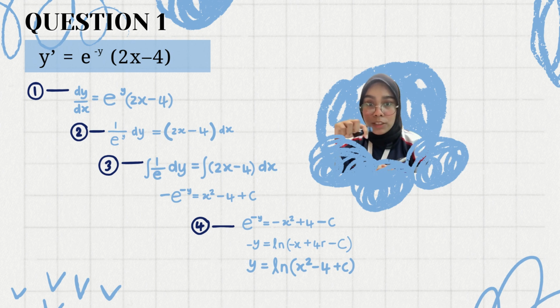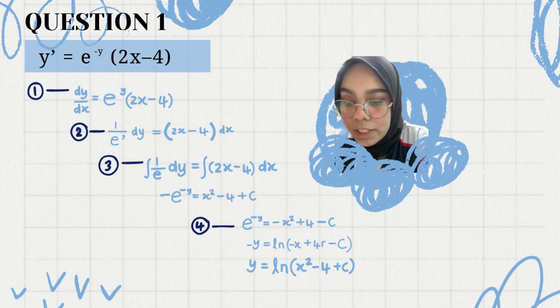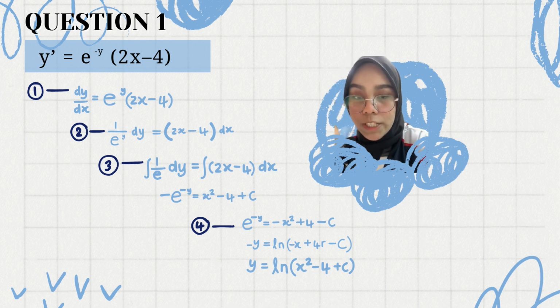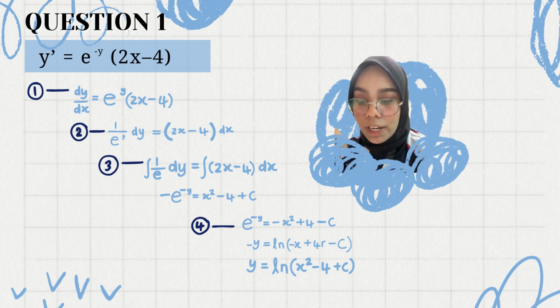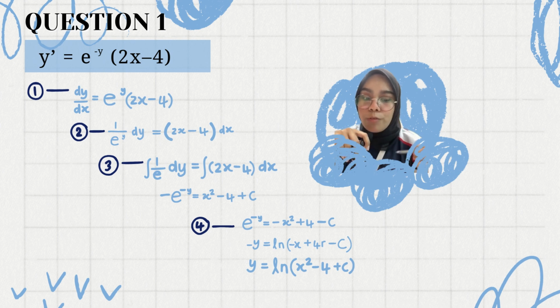And last, step 4, simplify and solve for y. Now let's simplify this equation to solve for y. First, we will multiply both sides by negative 1 to get rid of the negative sign on the left side. So it will be e power of negative y equal to negative x power of 2 plus 4x minus c. To isolate y, we take the natural logarithm of both sides. So it will be negative y equal to ln open bracket negative x power of 2 plus 4x minus c. Then multiply both sides by negative 1 to solve for y. y equal to ln bracket x power of 2 minus 4x plus c. And that is our solution for y in terms of x.